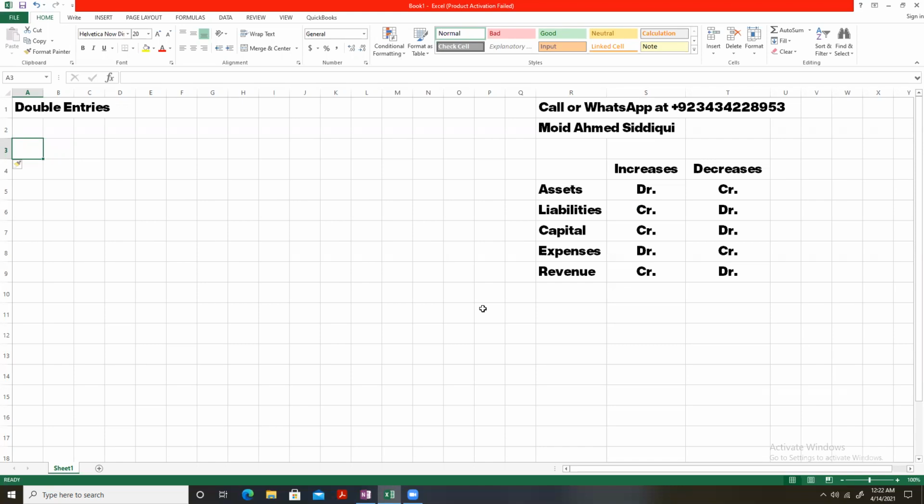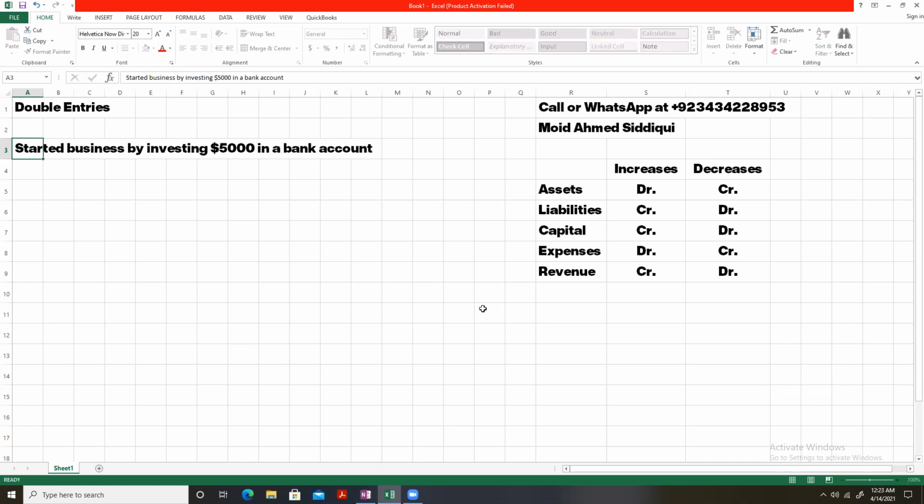Now, let's suppose we start a business together by investing, let's suppose, $5,000 in a bank account. Here the owner is making an investment in the business. So whenever an owner makes an investment in the business, capital increases. So the capital account is credited.